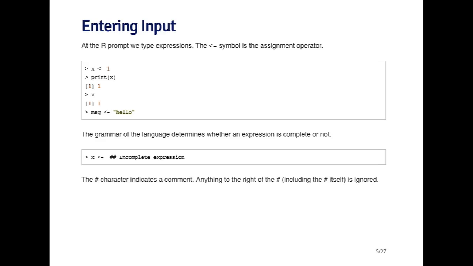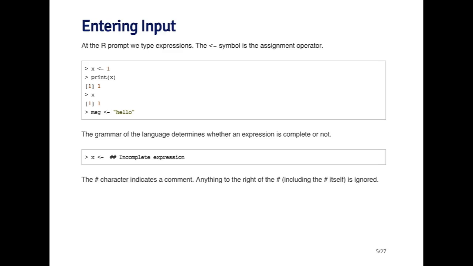So for example, in this first expression here, the symbol that I'm creating is called x, and the value that I'm assigning it is 1. And I use the assignment operator to create that. So x <- 1 is an R expression. In the next expression, I'm going to print that value. So print is a function, and I'm passing it the symbol x. When I print out x, I get its value, which in this case is 1.